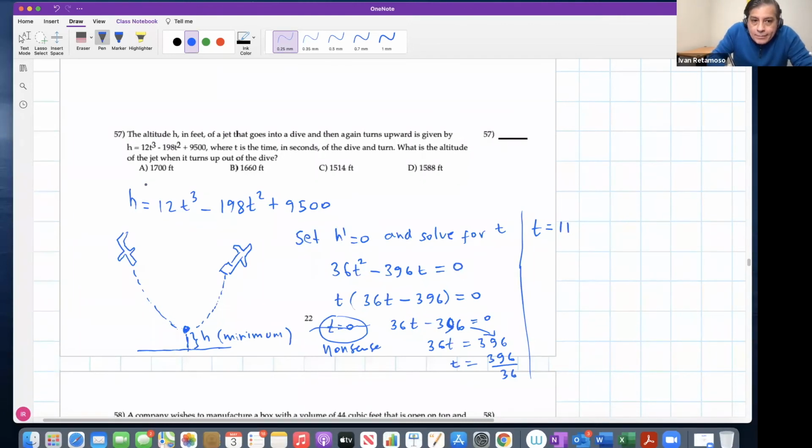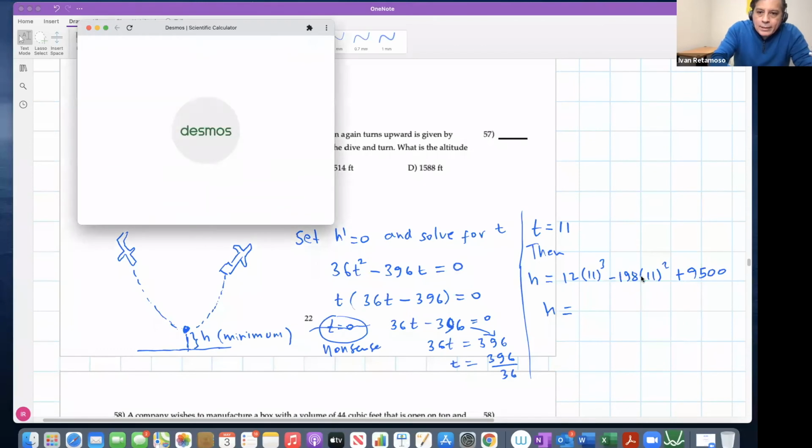But in this particular problem, they want that height, that minimum height as a value, right? So then you substitute t equals 11 into your height function here. 12 times 11 cubed minus 198 times 11 squared plus 9,500, right? Yeah, that will be the minimum height.